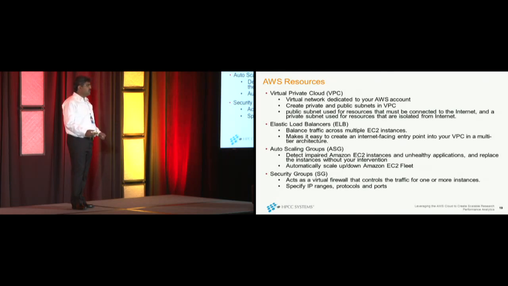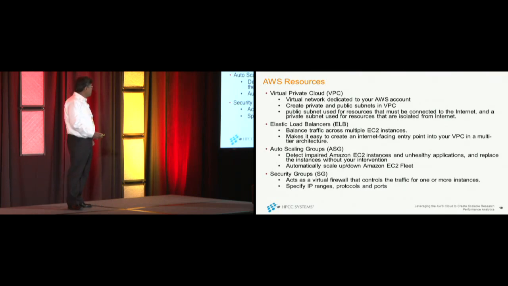Elastic load balancer can be used like a typical load balancer. You can put several EC2 instances behind it, and it distributes traffic evenly across those EC2 instances. Another use case is to use it like a gateway or internet-facing entry point into your VPC in a multi-tier architecture.